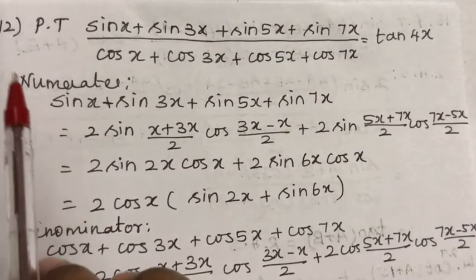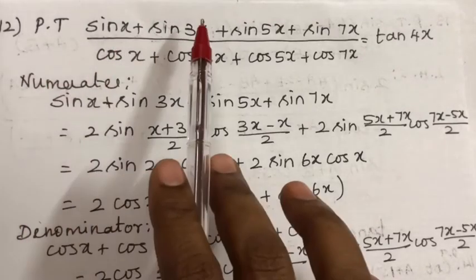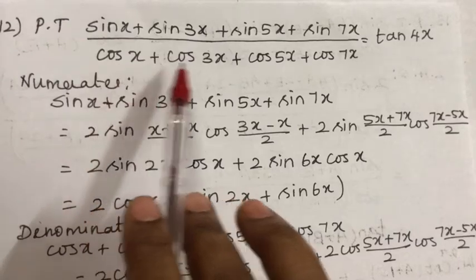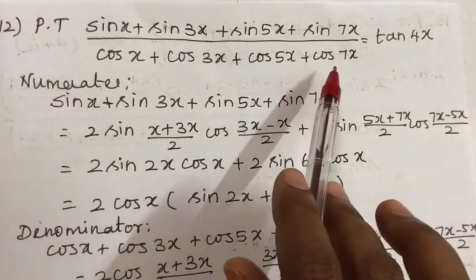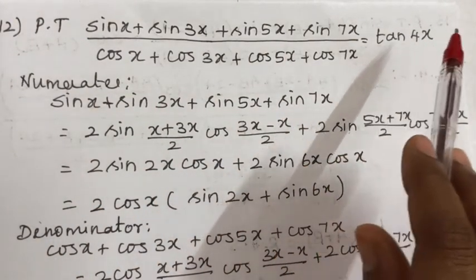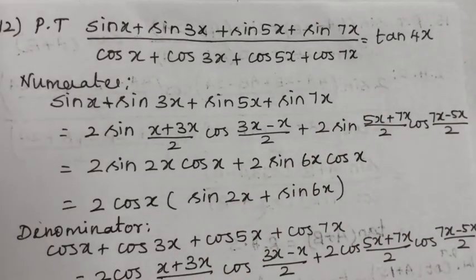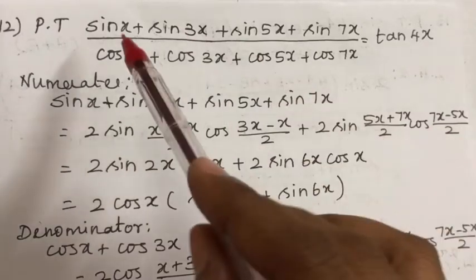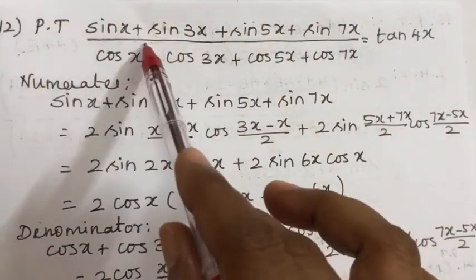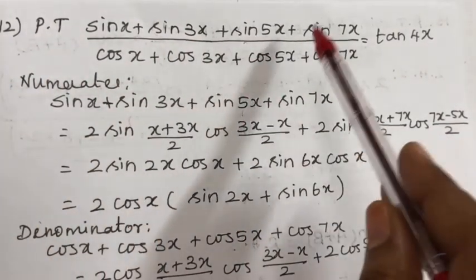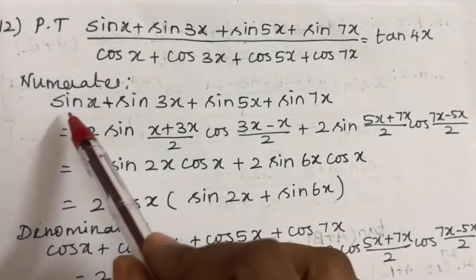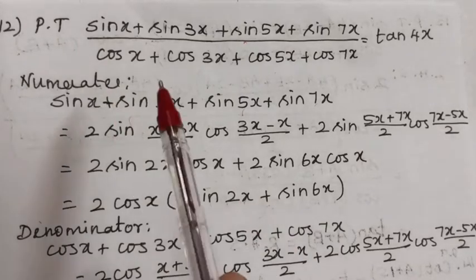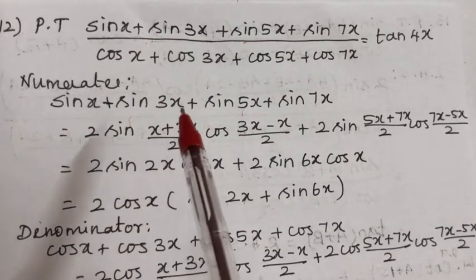12th one. Prove that sin x plus sin 3x plus sin 5x plus sin 7x divided by cos x plus cos 3x plus cos 5x plus cos 7x is equal to tan 4x. Okay. Now, let's calculate the numerator and denominator separately. First, let's take the numerator, sin x plus sin 3x plus sin 5x plus sin 7x, sin a plus sin b. So, which identity we are using? Sum to product.